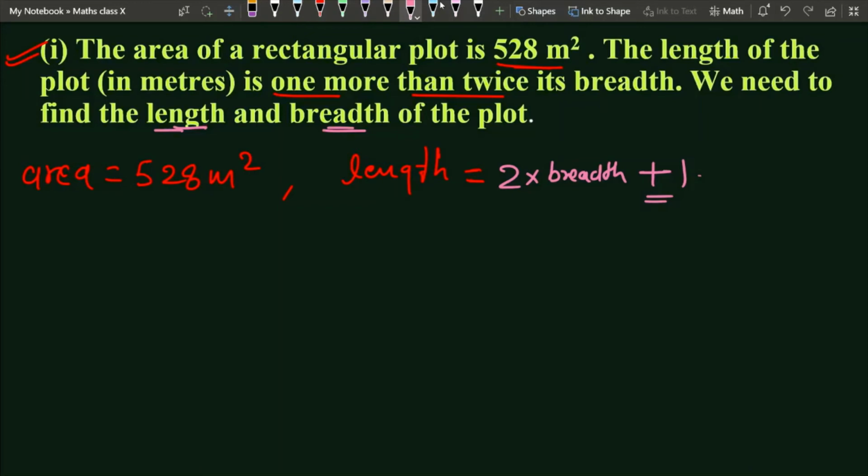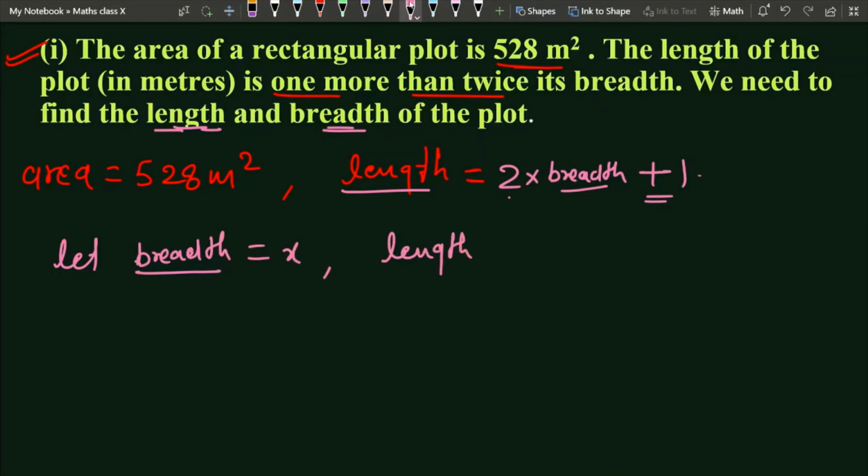Just assume. See, length is given 2 times breadth plus 1. Whom do you suppose is simple if we'll assume? If we'll assume breadth as x, length will automatically become 2 times x plus 1, right? So length will become 2x plus 1. So let us start with the nominal things, like let us assume here, let breadth of this plot is x. So length will be according to this equation, length will be 2x plus 1, right?